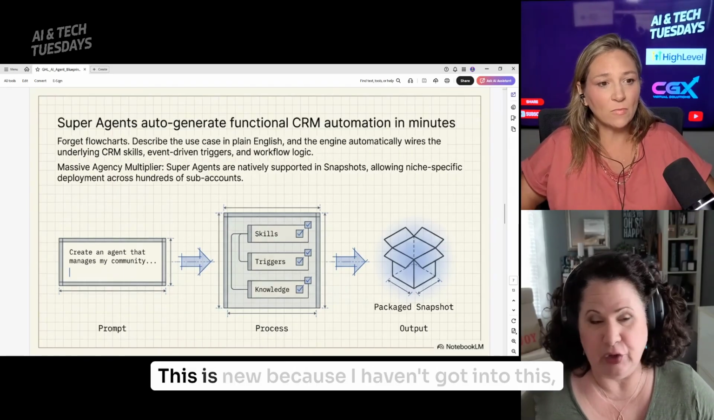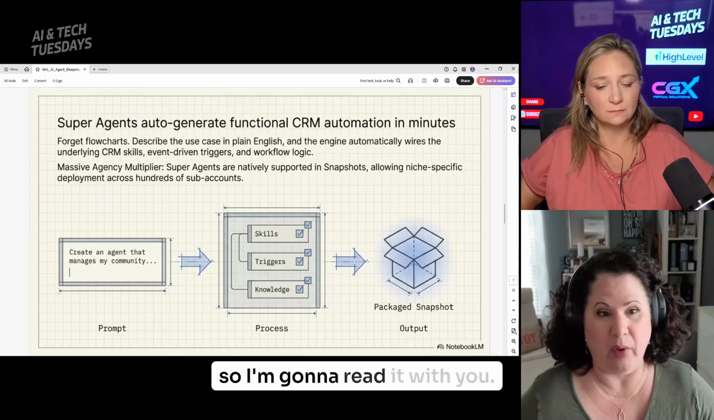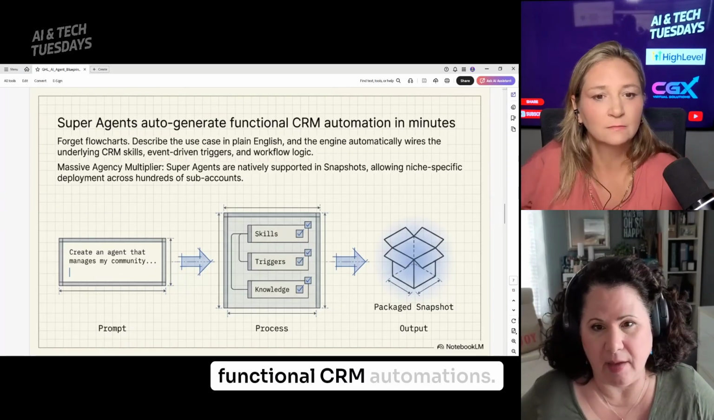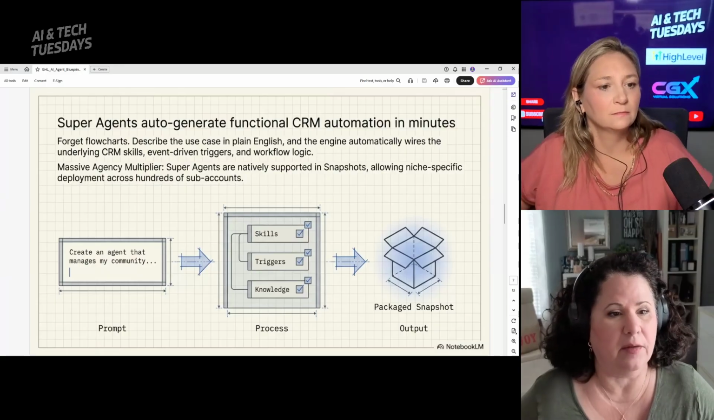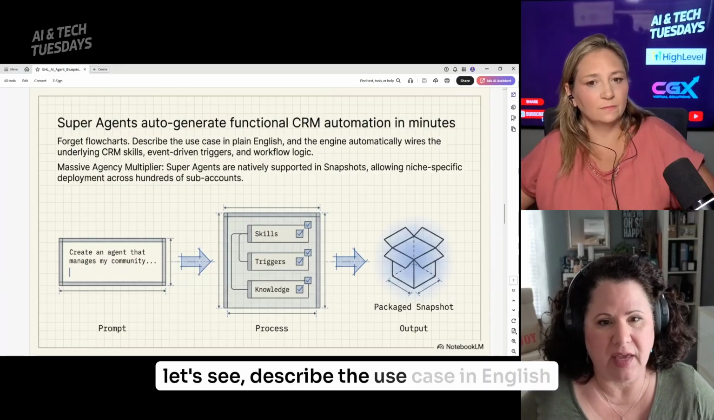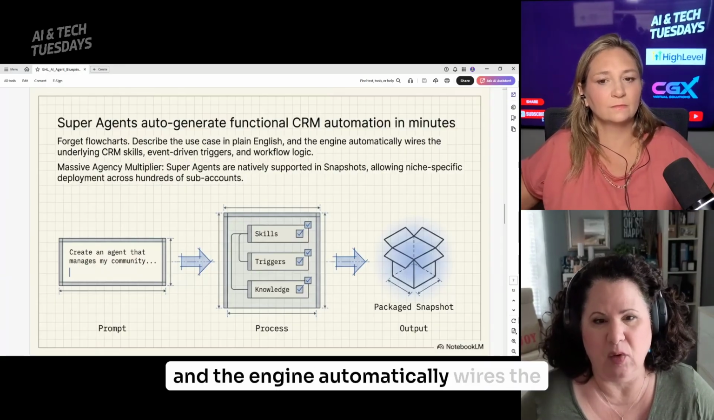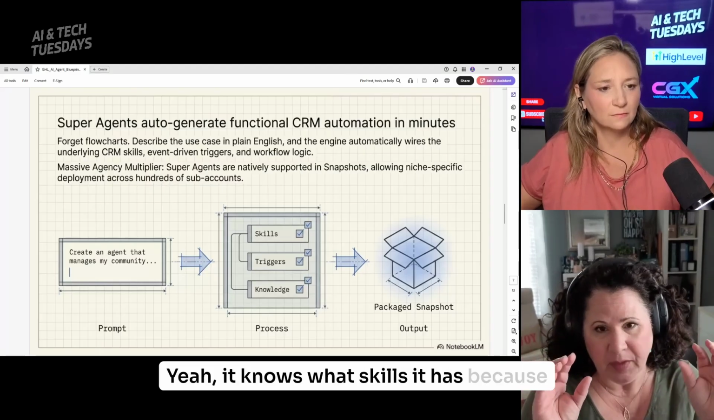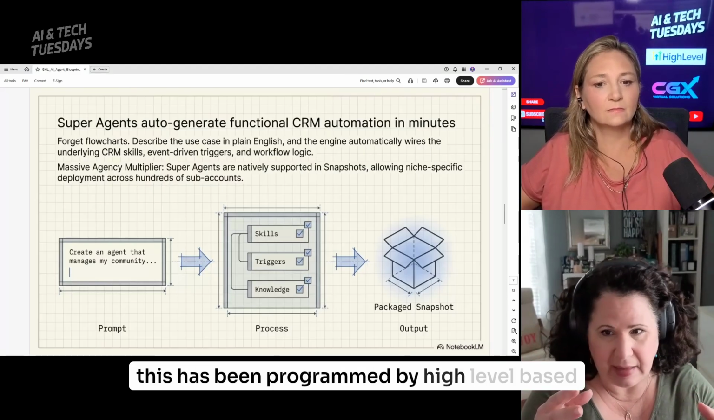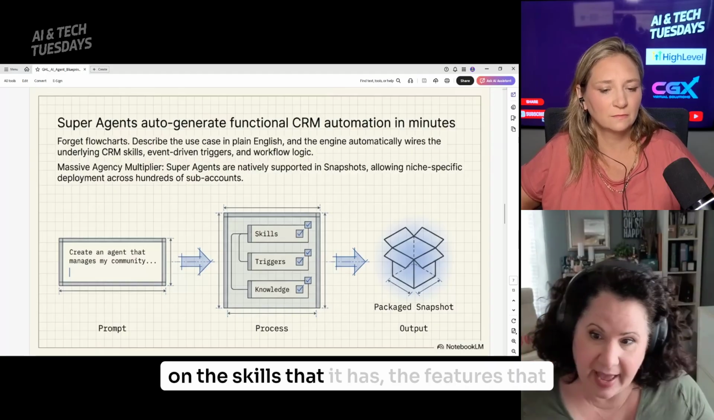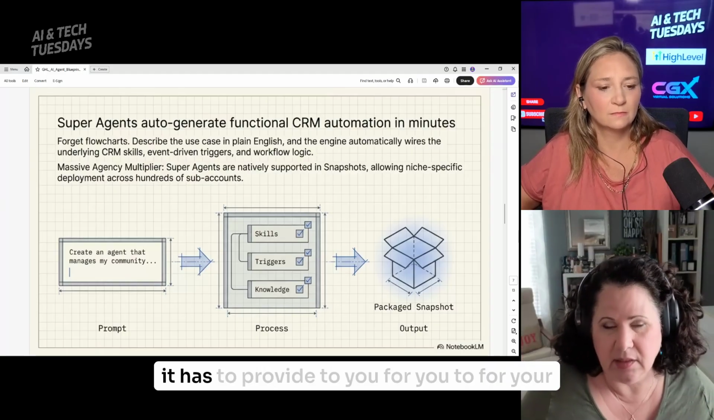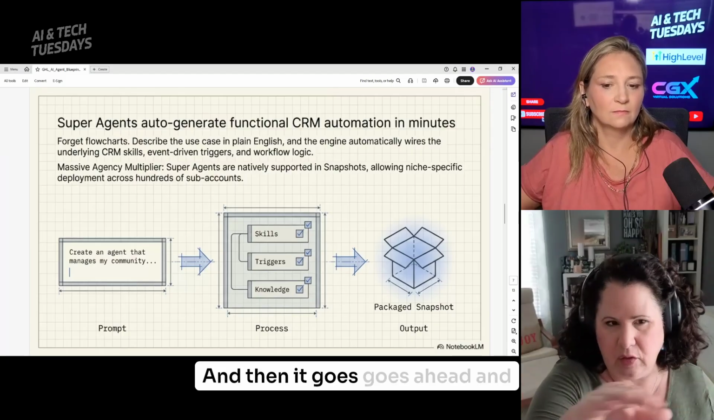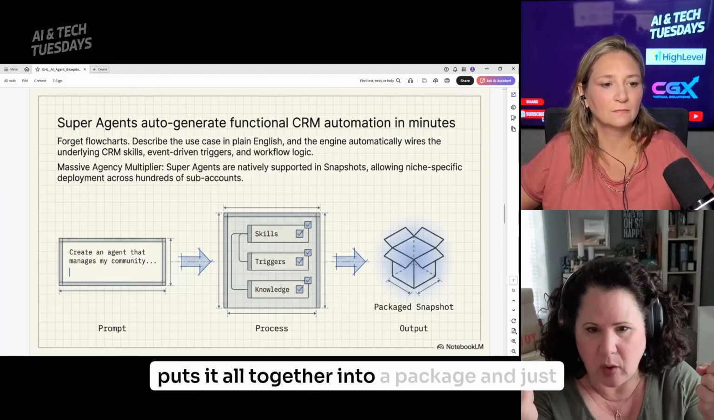Okay, let's see. This is new because I haven't got into this, so I'm going to read it with you. Super Agents auto generate functional CRM automations. Describe the use case in English, and the engine automatically wires the underlying CRM skills. It knows what skills it has because this has been programmed by HighLevel based on the features it has to provide to you for your use.